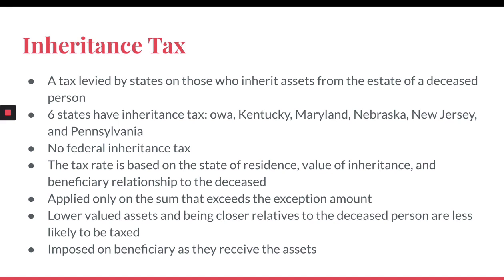The tax rate is based on the state of residence for state inheritance tax, the value of the inheritance, and the beneficiary's relationship to the deceased. So if you're the child of the deceased, the tax rate would be lower. It's applied only on the sum that exceeds the exemption amount. Lower valued assets and being a closer relative to the deceased are less likely to be taxed. It's imposed on the beneficiary as they receive the assets.